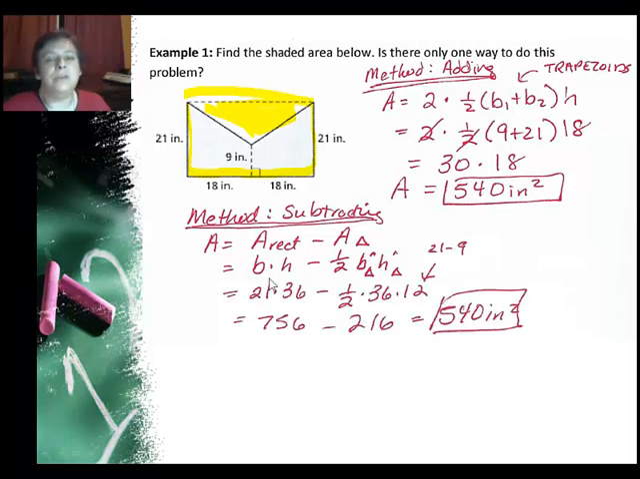So substituting those numbers in, I have 21 times 36 minus 1/2 times 36 times 12. The 12 came from subtracting that 21 minus 9. Using my calculator, I got the same answer, 540 inches squared.